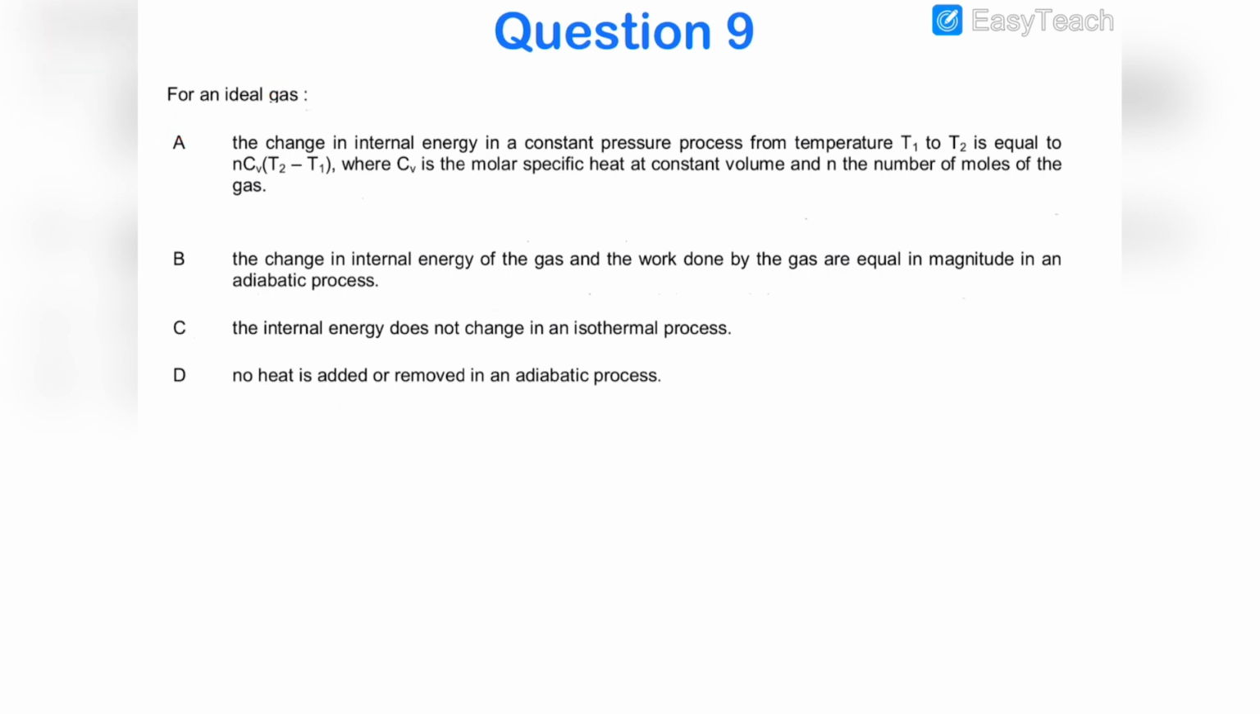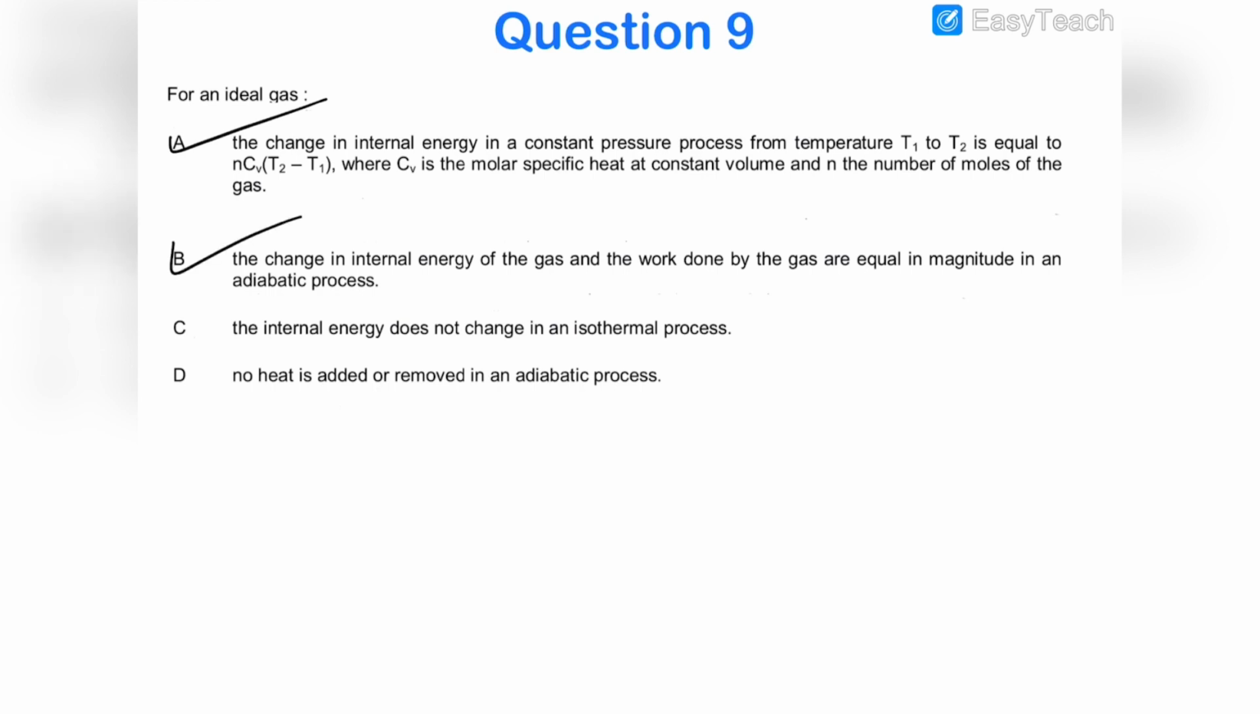We know that in any process, apart from the isothermal process, the change in internal energy is nCV delta T. Now, the change in internal energy for the gas and the work done by the gas are equal in magnitude for an adiabatic process. Obviously, we know that for an adiabatic process dQ is 0. So dU is equal to minus dW, which means that the change in internal energy and the work done are equal in magnitude. So B is also correct.